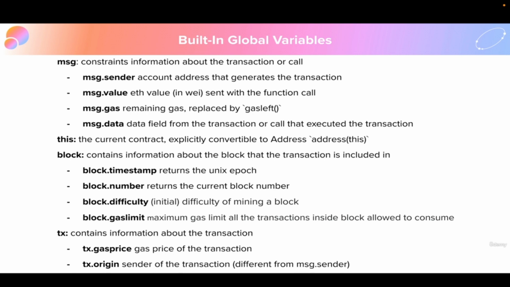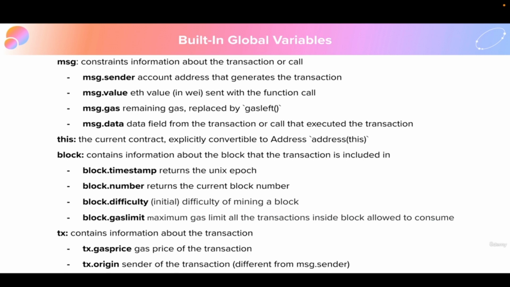Message.gas returns the remaining gas. Keep in mind that message.gas has been truncated for gas left. Message.data returns the data field from the transaction or call that executed the transaction. Next, we'll look at this keyword. You may be familiar with this if you've worked with classes in other languages. In Solidity, this is the current contract, and it is explicitly convertible to type address. You can use address(this) to explicitly convert to the address type.